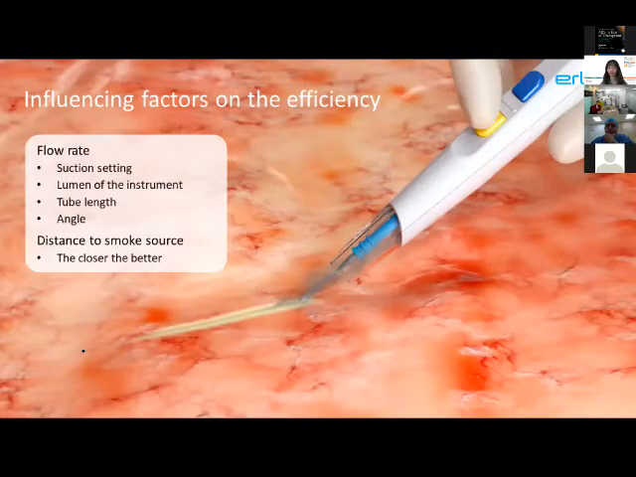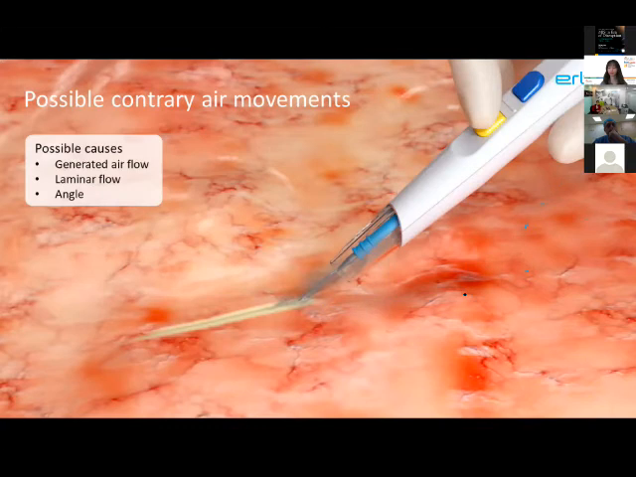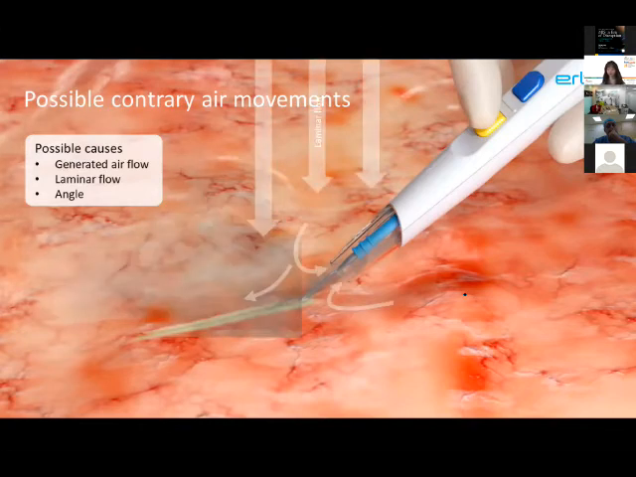Now, these are just some other factors that can affect the efficiency of filtration. Of course, what setting you set the filtration at, what is the lumen of the instrument, the tube length, the angle of how you use the instrument. Are you going to use it like this, or perpendicular? And of course, if you're using closer, it will capture as much smoke as possible. And there are other environmental factors like the ventilation within your surgical or your operating room, so the air can flow and create a disturbance in how the suction actually works.